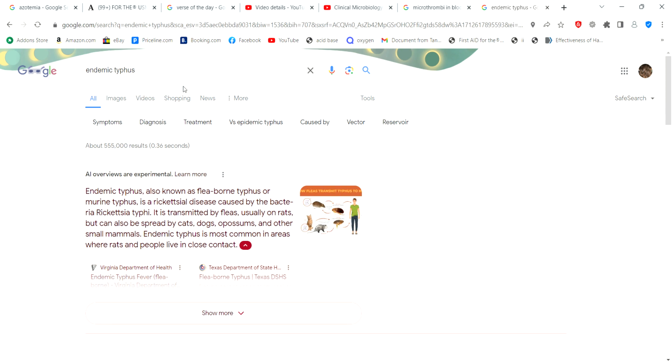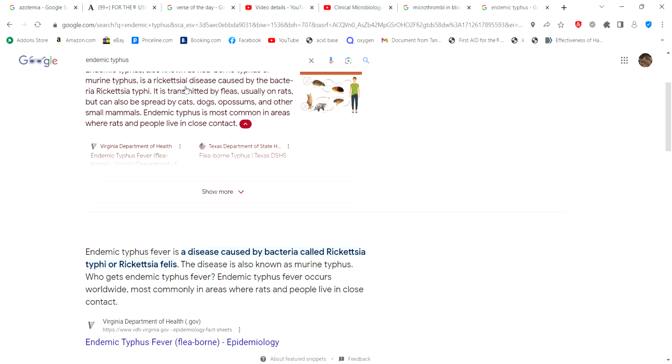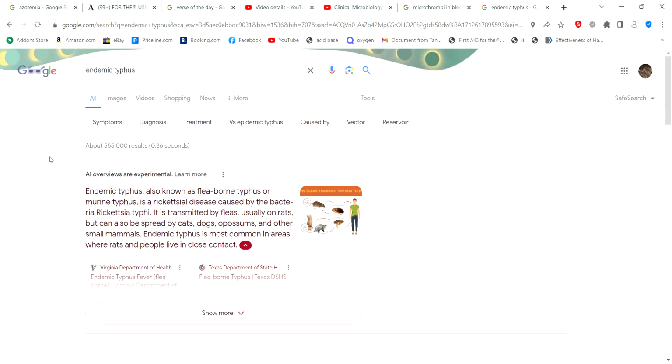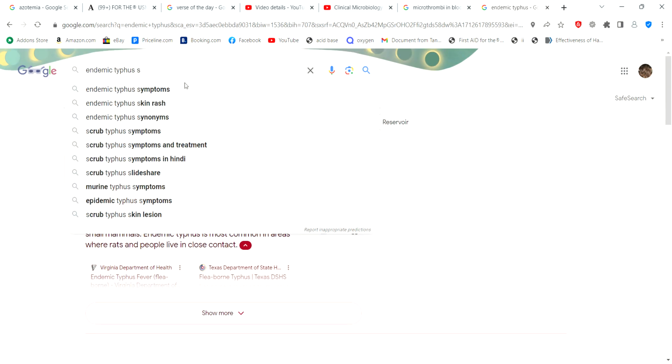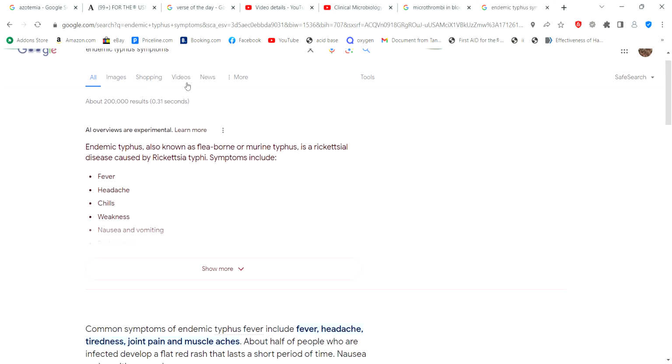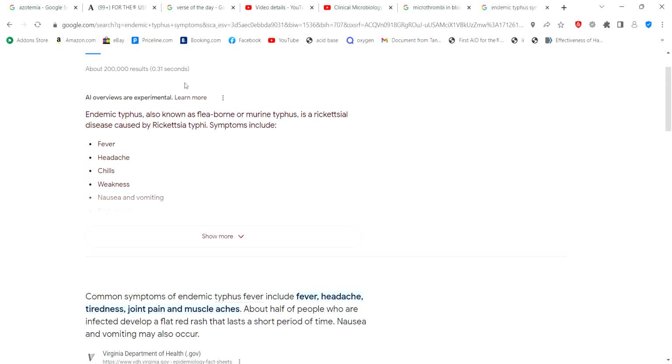It's a disease caused by bacteria called Rickettsia. Rickettsia typhi is transmitted by fleas on rats. It can also be spread by dogs or possums. Okay, endemic typhus symptoms: fever, headache, chills, weakness, nausea, vomiting, body ache, joint pain. It causes fever.